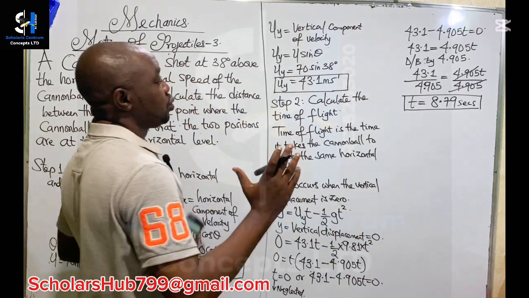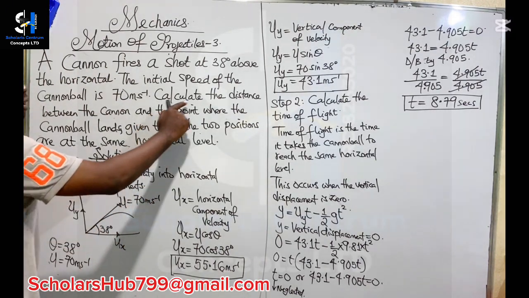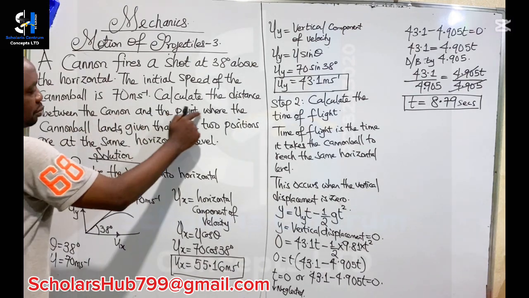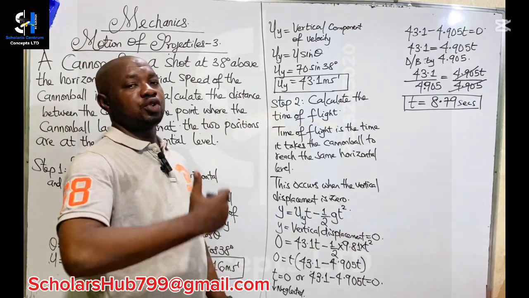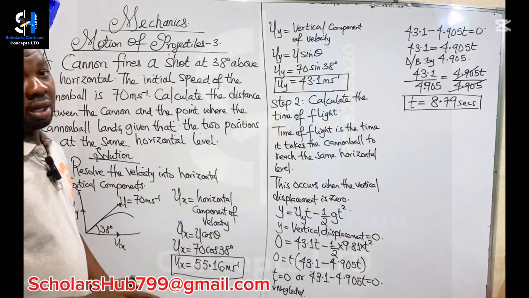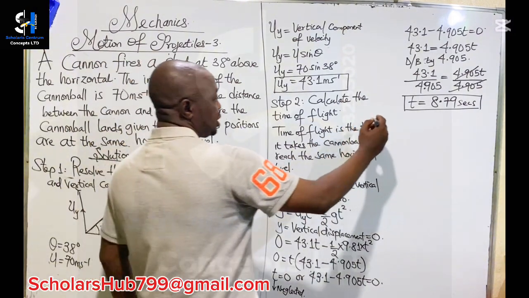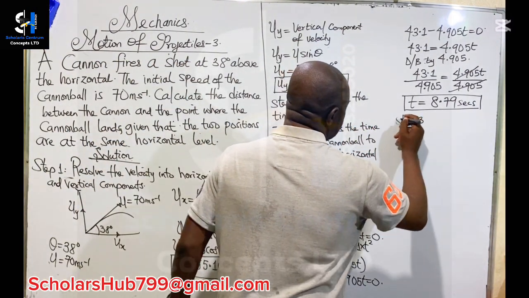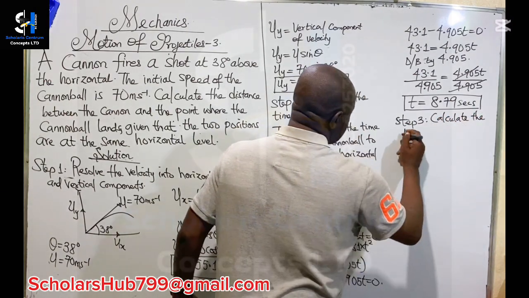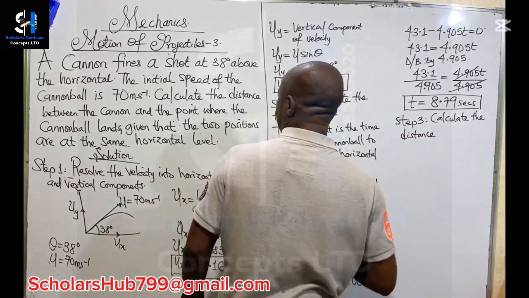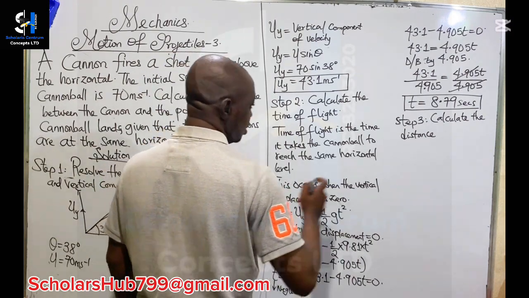So now we have the value for the time of flight. We want to calculate the distance between the cannon and the point where the cannonball lands, just like the distance from the point of projection to the point where the cannonball lands on the ground. So that is the range. So step 3 is for us to calculate the distance between the cannon and the point where the cannonball lands.